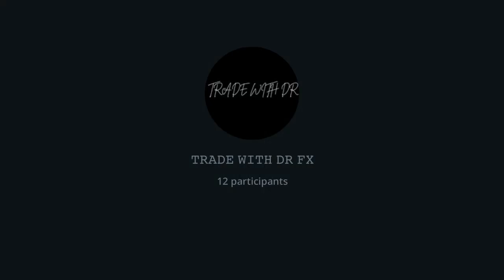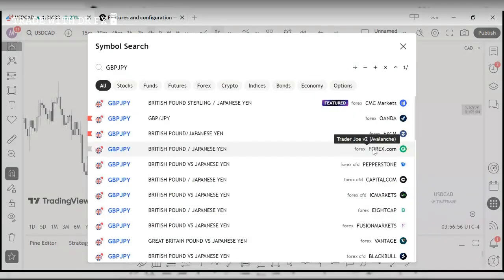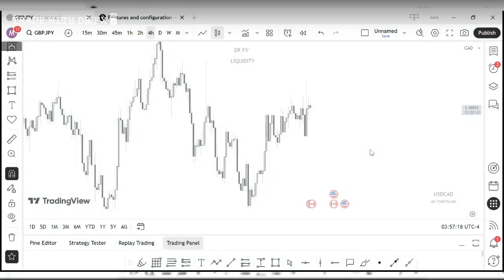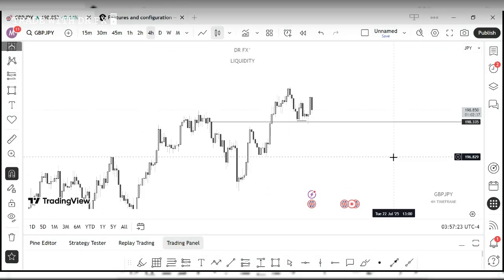GBPJPY. I want to talk about the behavior of this pair. If you are a type of person that studies the behavior of pairs, I do. Whenever a pair is behaving a certain way, I study the way it behaves and I try to give it the benefit of the doubt. I swear to God, some pairs are after our lives. They want to see us dead. We're not going to die. So if you understand the behavior of GBPJPY, you won't be doing daily reject, 4-hour break. I swear to God.